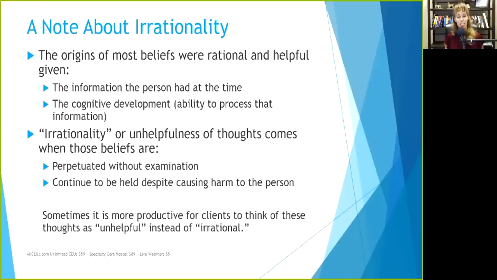The irrationality or unhelpfulness of thoughts comes when those beliefs are perpetuated without examination. So a belief that you formed when you were 5, you're still holding when you're 35, and you've never questioned it. You've never gone, does this make sense? Is this helpful to getting me toward where I want to be?